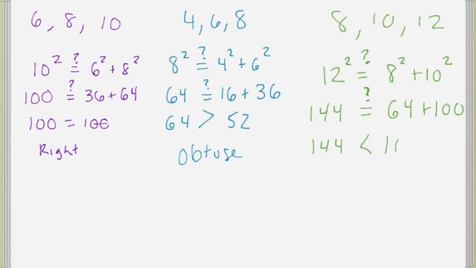144 is smaller than 164, which means that third side was too small to be a hypotenuse, which means we must have had an angle that was too small to be right, and a small angle we call an acute angle.